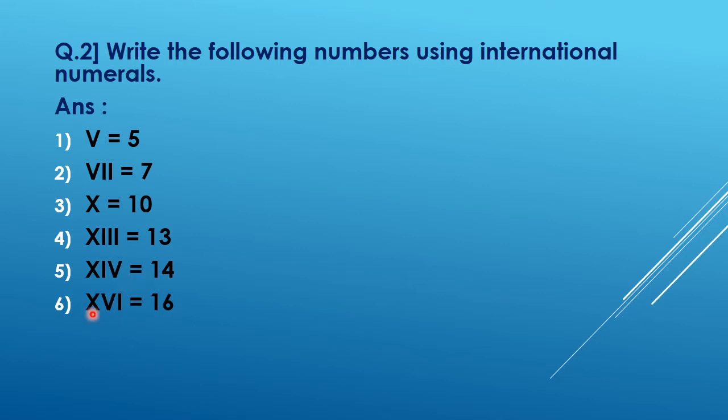Similarly here XVI. Here I is to the right side of the V. So 5 plus 1 is equal to 6. Therefore 10 plus 6 is equal to 16. Next example, VIII means 5 plus 3 is equal to 8. 8th example, IX means I is to the left hand side of the X. So we have to subtract this value from the X, which stands for 10. So 10 minus 1 is equal to 9.